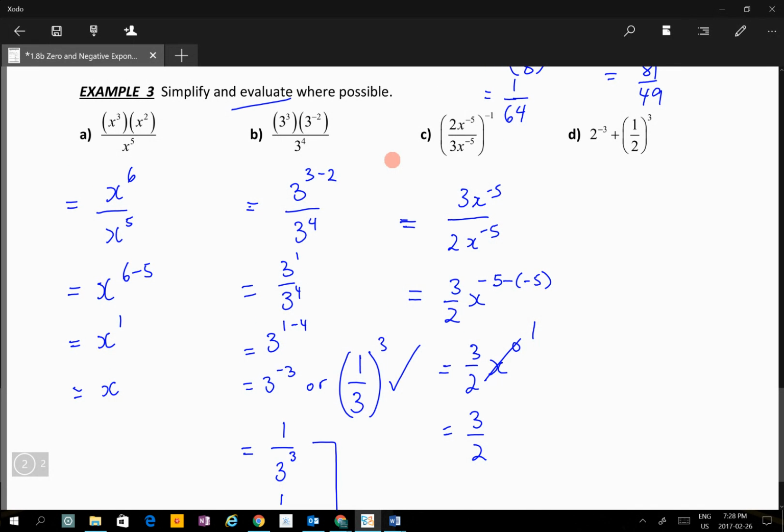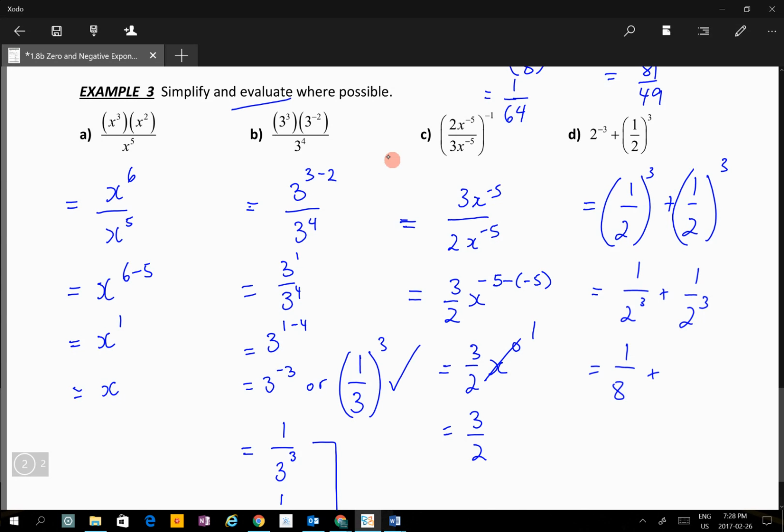And finally, last one, write the first term as a positive exponent, so 1 over 2 cubed, or 1 over 2 to the power of positive 3, plus 1 over 2 to the power of positive 3. And if I apply the exponent to the top and the bottom, I have 1 over 2 cubed plus 1 over 2 cubed, which is just 1 over 8 plus 1 over 8, which is equal to 2 over 8, or 1/4.